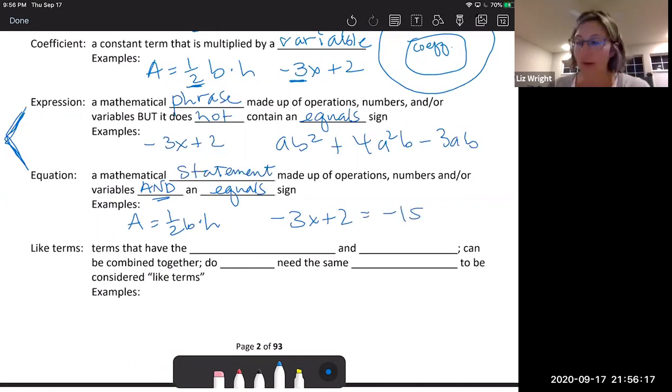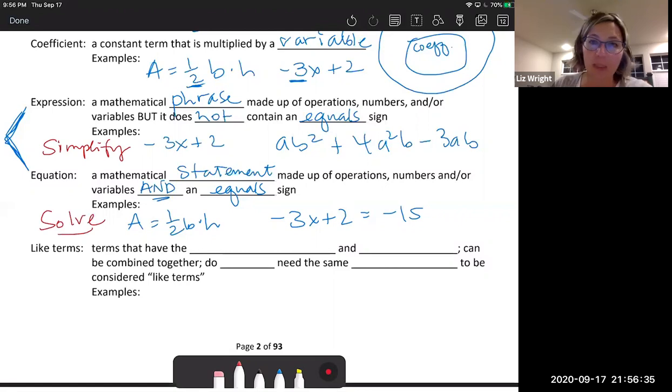And the other thing that I would say, just to keep in mind, is that for an expression, the directions are typically simplify. So it'll say simplify the expression, and for an equation, it'll say solve. And simplify just means we're combining like terms, which is our next term we're going to talk about. And solve means we're actually solving for that variable. So on this example here, we would subtract the 2 from both sides, and then we would divide everything by -3. And that's how we'd solve for that one.